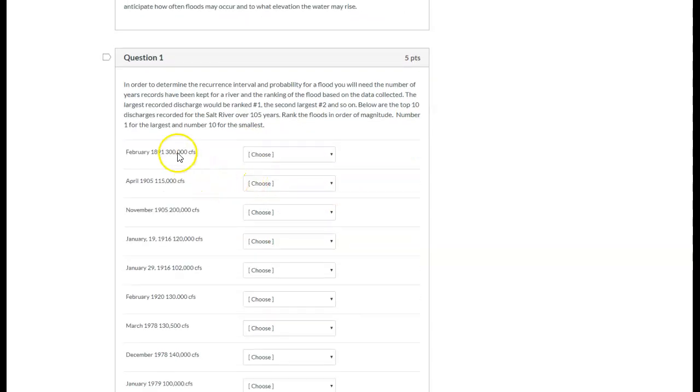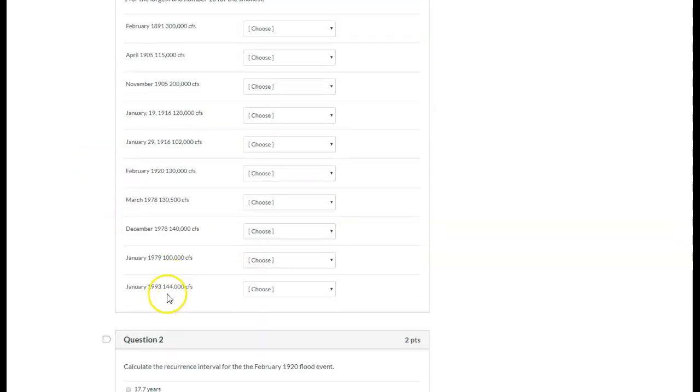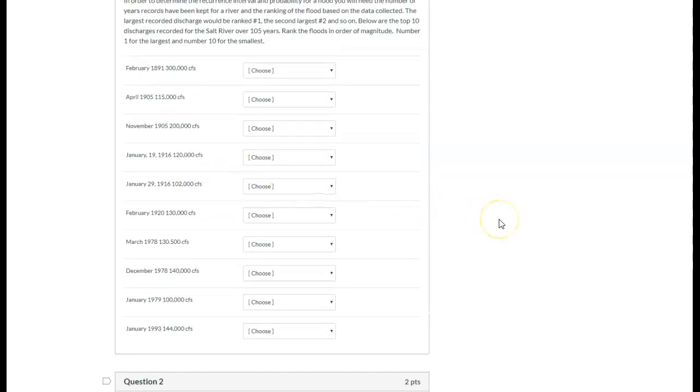So remember, I'm giving you some data here. You need to rank these from highest to lowest. And so all you're looking at is the cubic feet per second, finding the one that has the largest of these values and giving it a 1, and then going all the way down to what, 10, 1, 2, 3, 4, 5, 6, 7, 10, right?